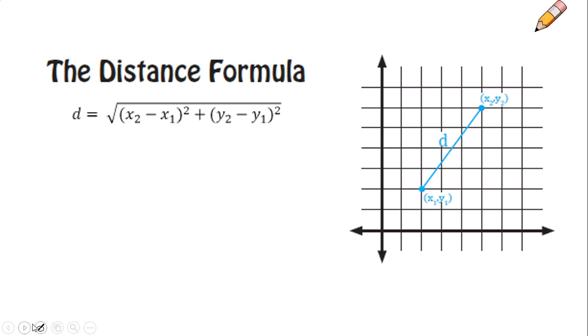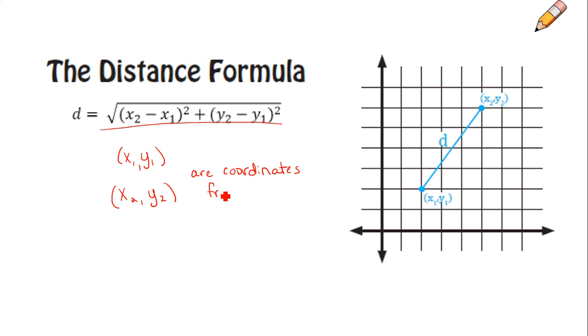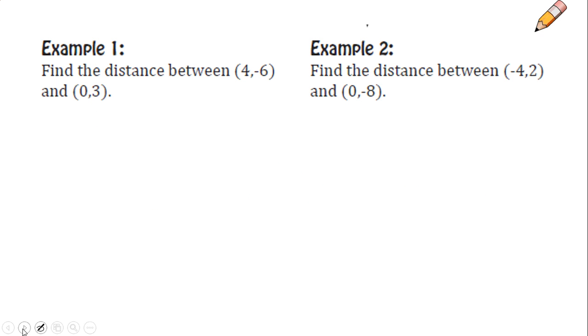So we need to go ahead and figure out a way to calculate the distance between sets of points. You already have this distance formula on here. Please make note somewhere on there that x1, y1 and x2, y2 are coordinates from your ordered pairs. They just represent the coordinates or the numerical values from the set of points. So let's go ahead and do a couple examples here.